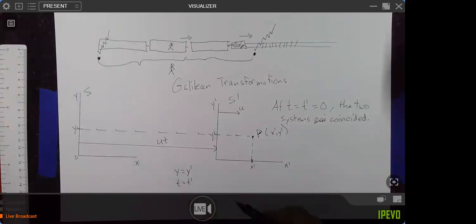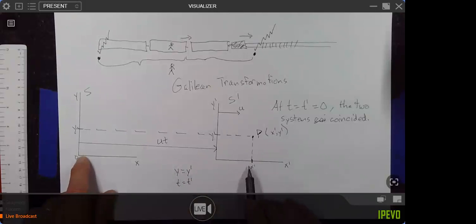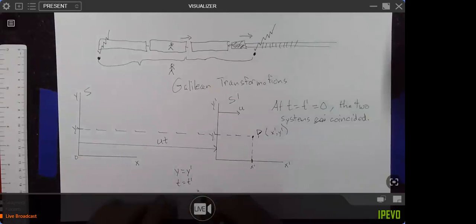And in Galilean transformations, there's no difference as far as the passage of time. But x is not going to agree with x prime, but we can easily express what it's going to be. x is going to equal x prime plus ut. And so we would be okay with that.